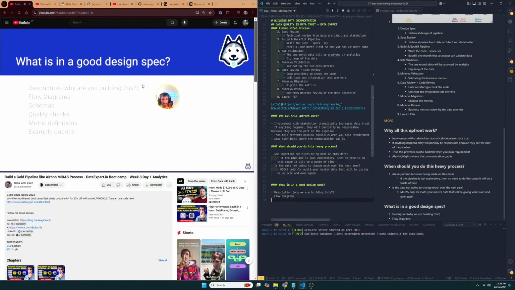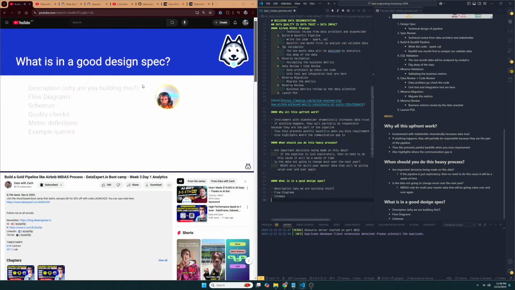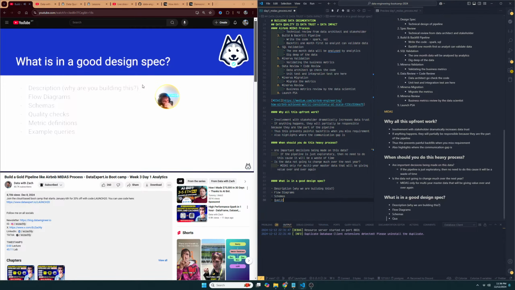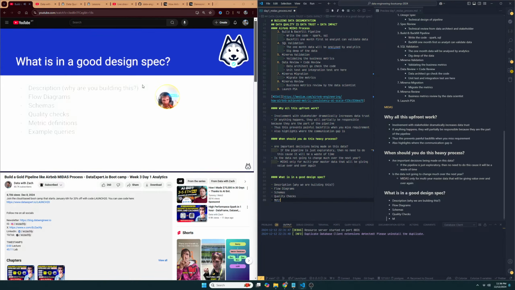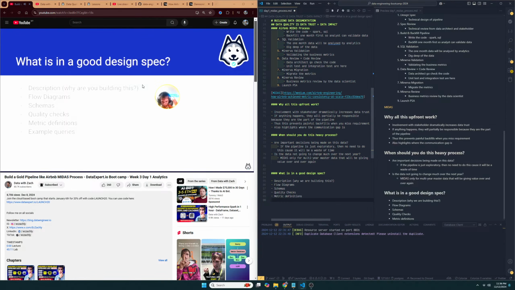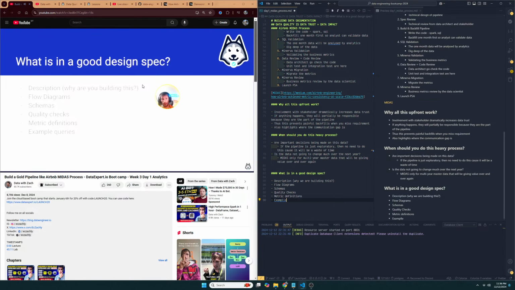Metric definitions are also important. What metrics are you even trying to measure? And the last one is example queries, especially if you have more of that struct and array format stuff from weeks 1 and 2. Having some example queries to show people can be very powerful, because then they might come and ask you questions like, how do I query this? And you already have a good example for them. So that's kind of the idea behind what makes a good spec.